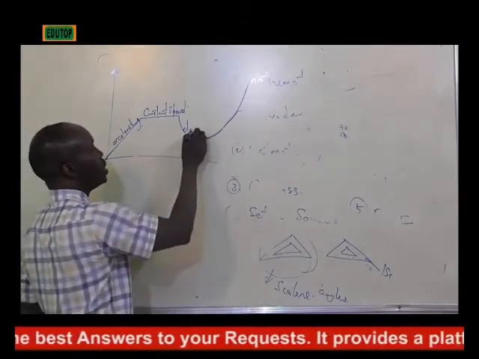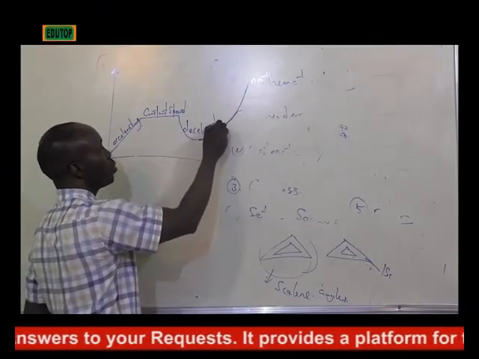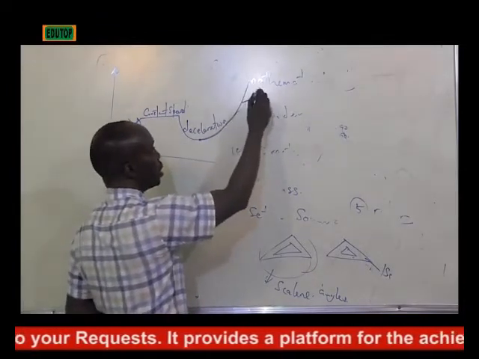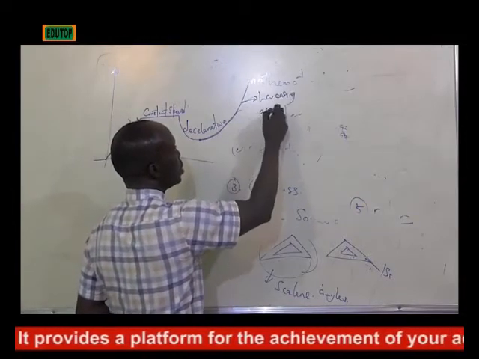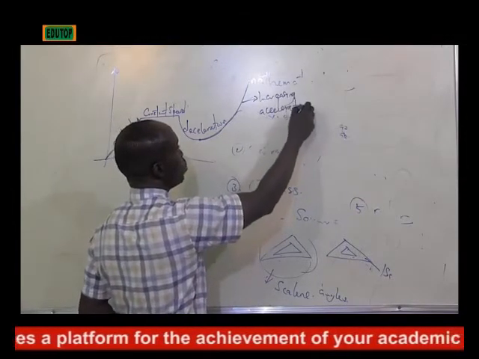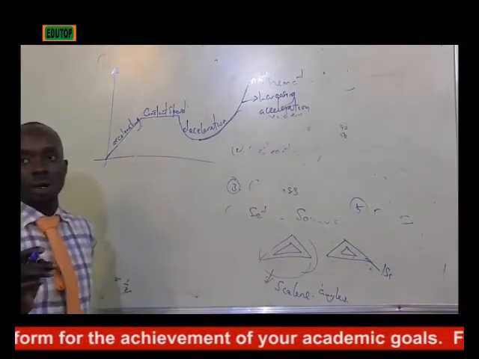Here is what we call deceleration. Deceleration is for a vehicle to slow down. Now, increasing acceleration. Hope you are following. So all this explains the first graph.